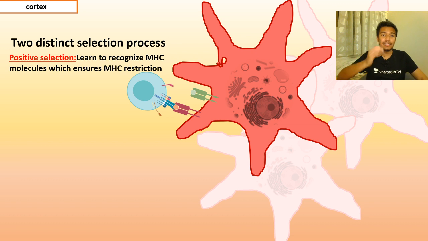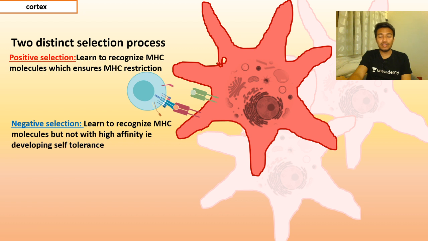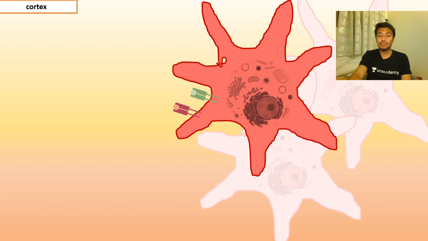So here the basic criteria is you at least have to recognize a MHC. Doesn't matter if it has a self molecule or a pathogenic molecule displayed on its surface, but you have to understand what is a MHC. Now you can only recognize a MHC with a moderate affinity. If your affinity is too high, you are dead. If your affinity is too low, you're also dead. So these are the two selection processes, positive and negative selection.